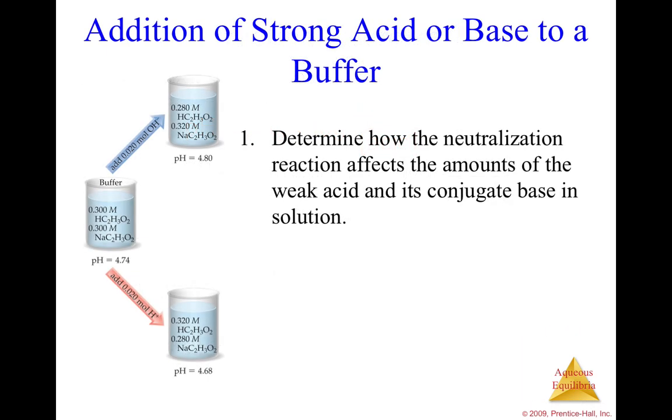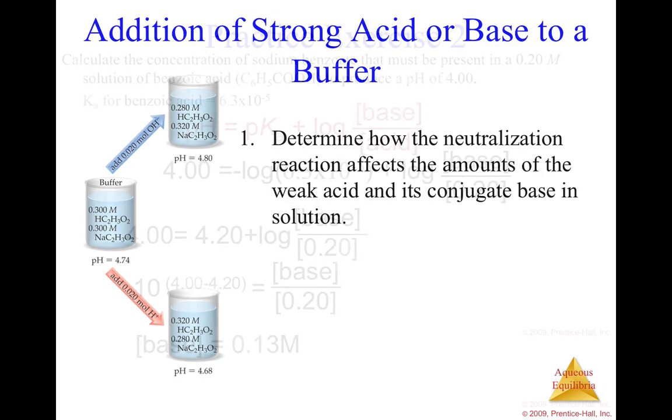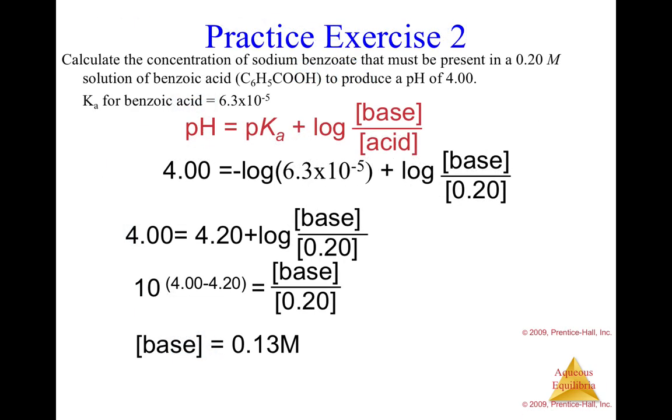Okay, so I'm going to stop this video here at the end of practice exercise 2, and then I'll pick up with adding a strong acid or a strong base to the buffer in the next video.